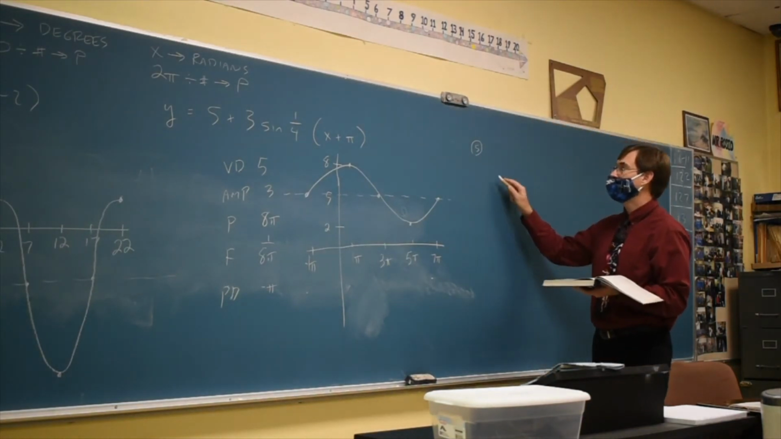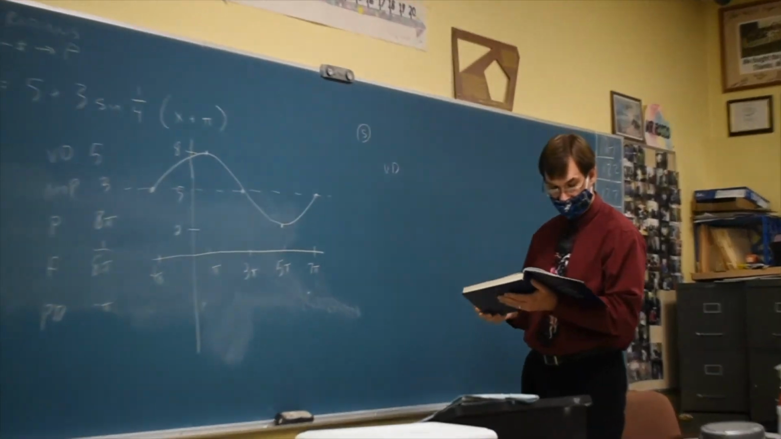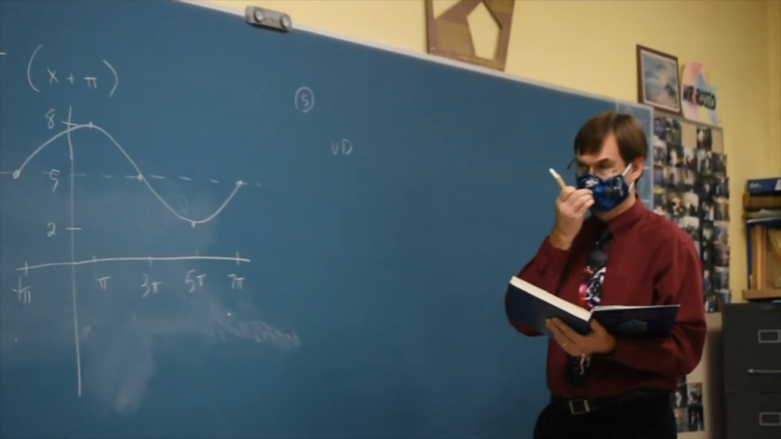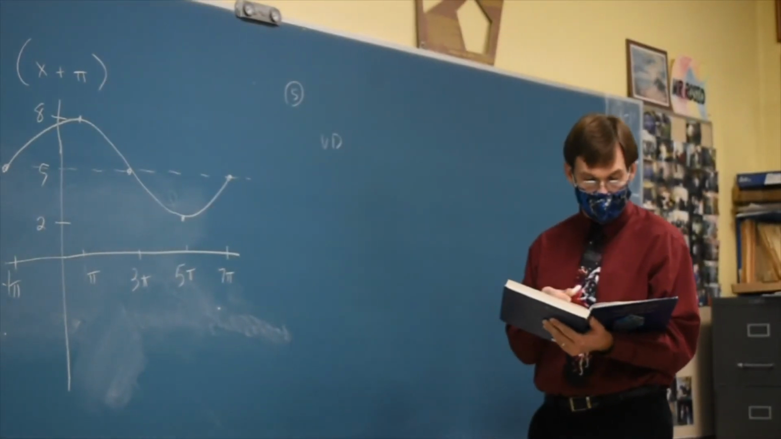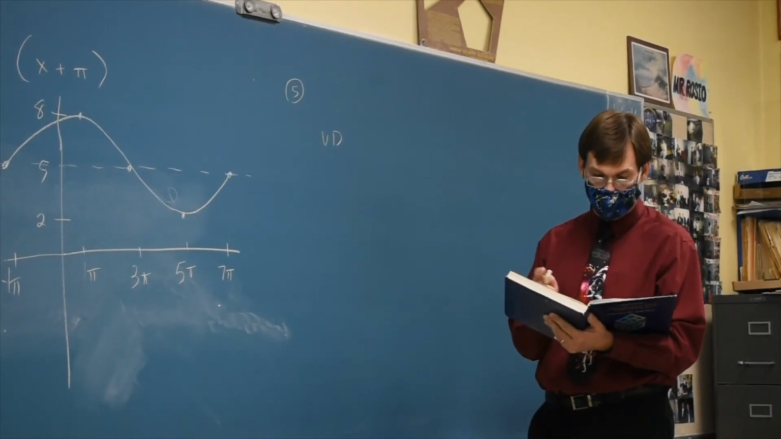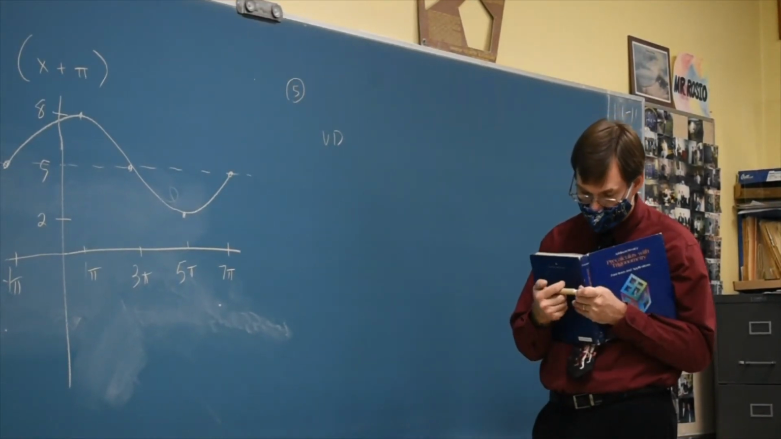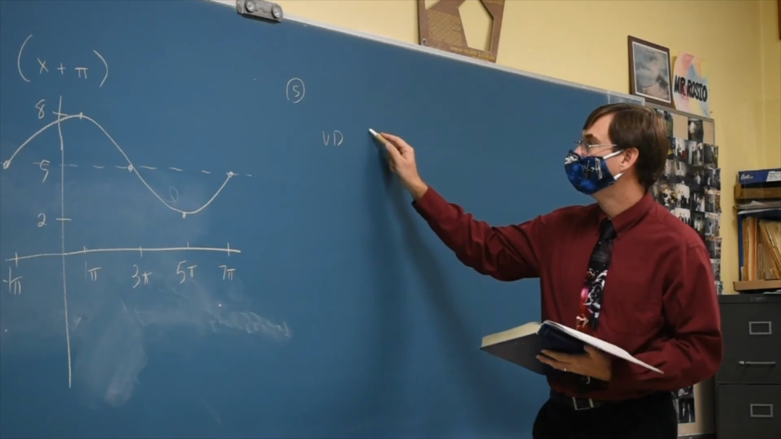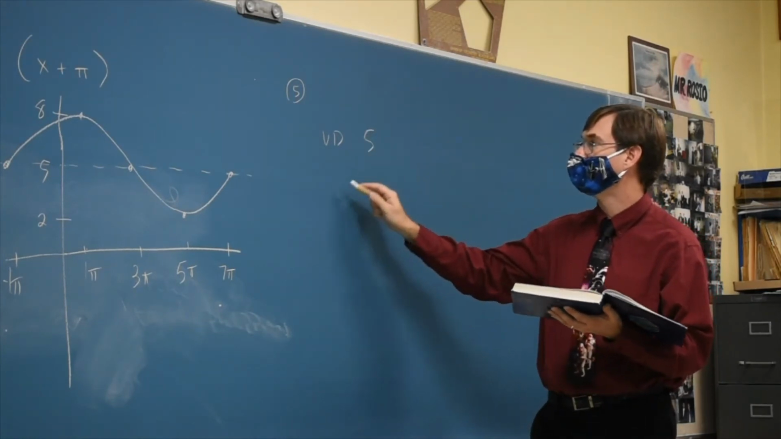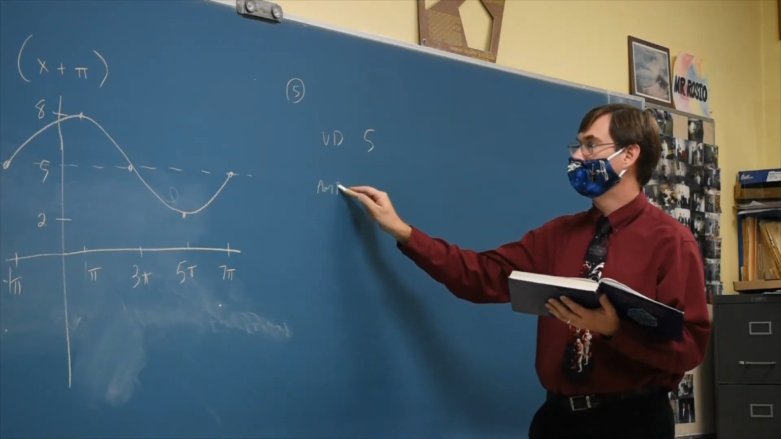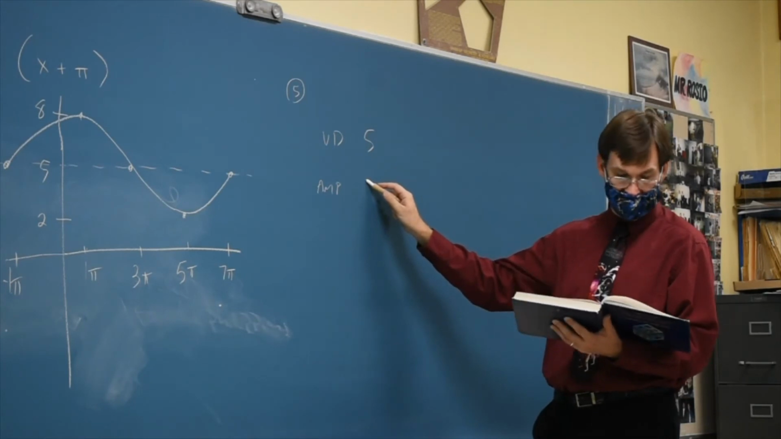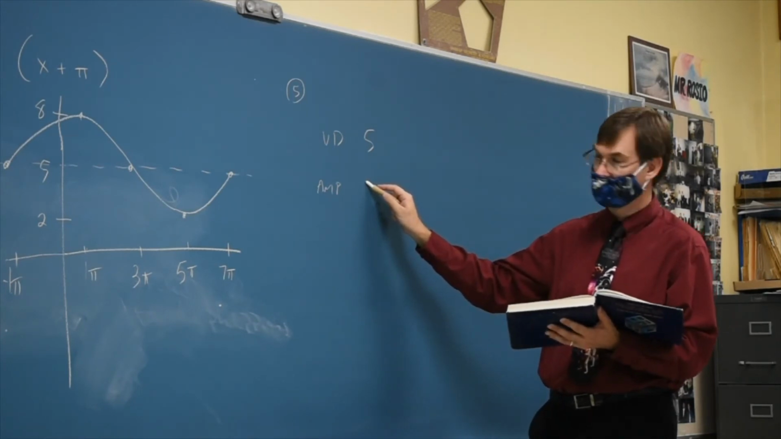So for 5, vertical displacement, there's no possible disagreement. We all have to agree on this. No wiggle room. Vertical displacement is definitely 5. Amplitude, no wiggle room on that either. Amplitude is 2.